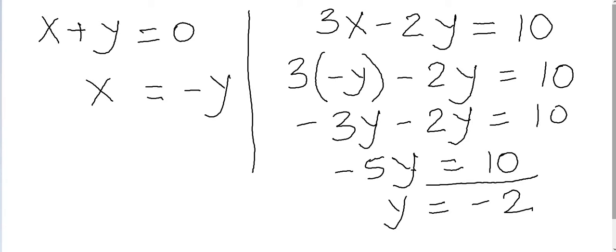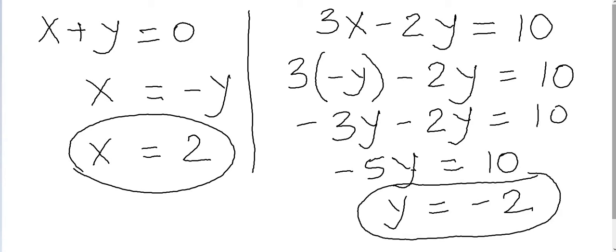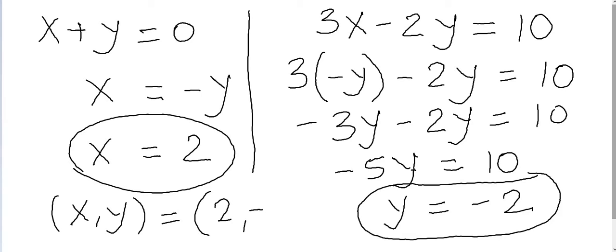So that's y. And what is x? X is equal to minus y, so minus of minus 2. That gives you x equals plus 2. So your solution set x comma y becomes 2 comma minus 2. So that's your answer.